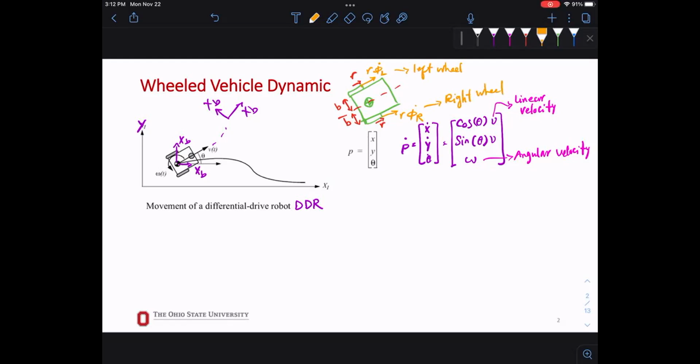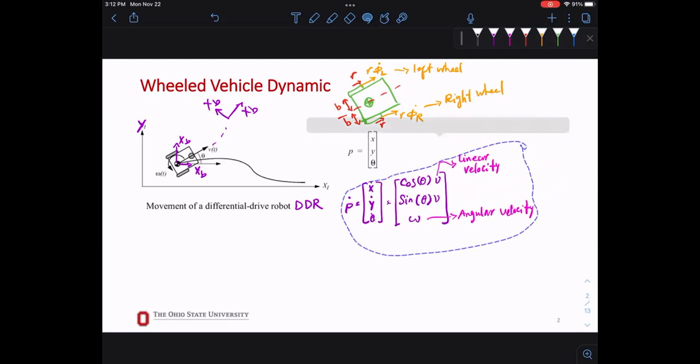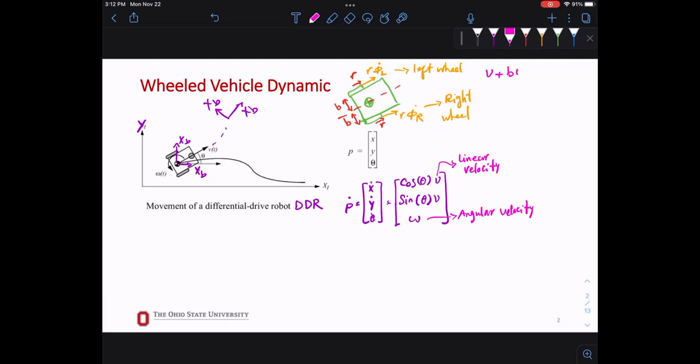All right, maybe we can move this here. That's probably better. Now, if I want to write an expression to relate these two together, I can say v plus b omega is r phi dot right wheel, and v minus b omega is r phi dot left wheel.